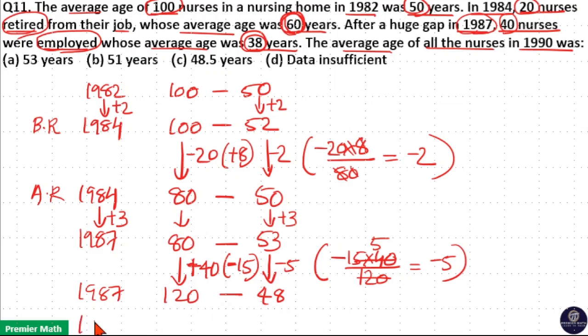Now, the average age of 120 people in 1990: there is a 3-year increment. So, this 48 will become 48 plus 3, 51. So, option B is your right answer. So the average age of the total 120 nurses in 1990 was 51 years.